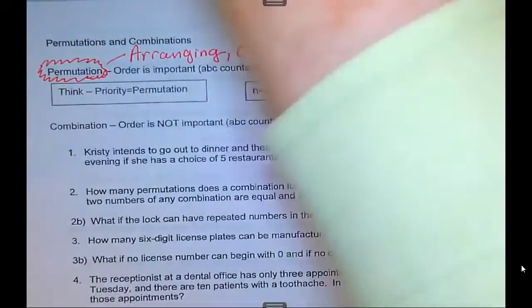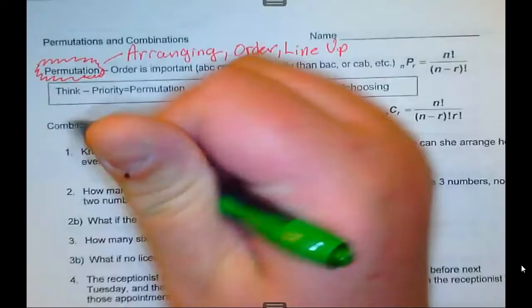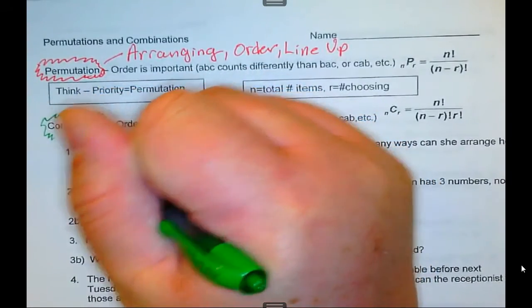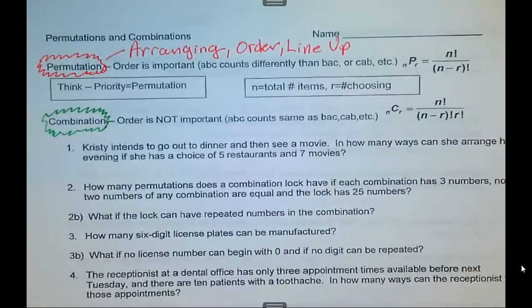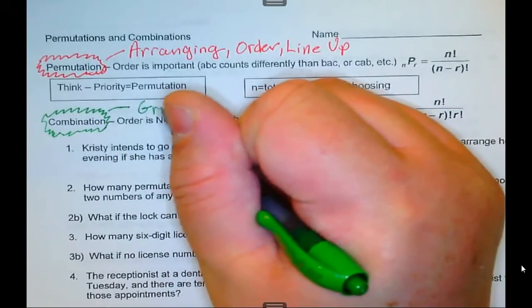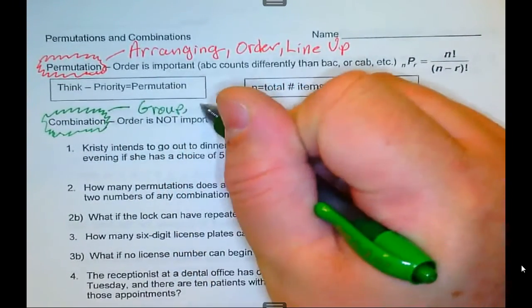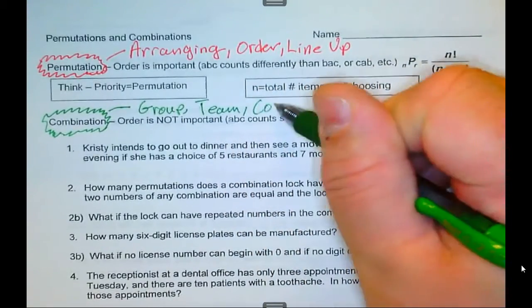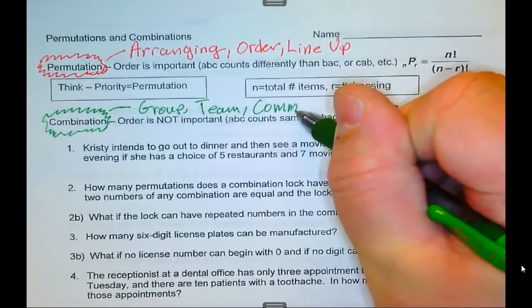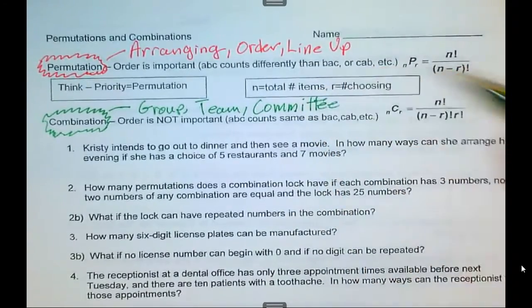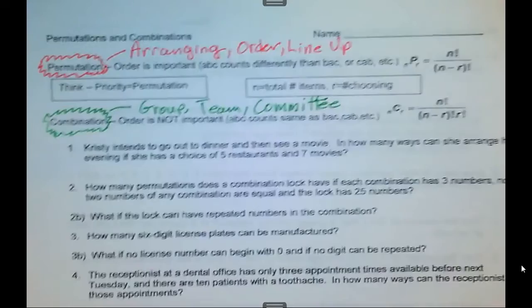And then we did combinations. Keyword for combinations: group, team, go team, and committee, of which the education system loves, because if they want something not done, they just send it to a committee.